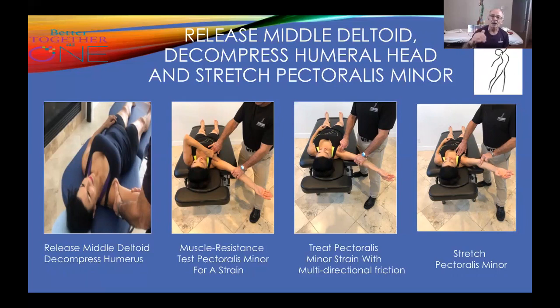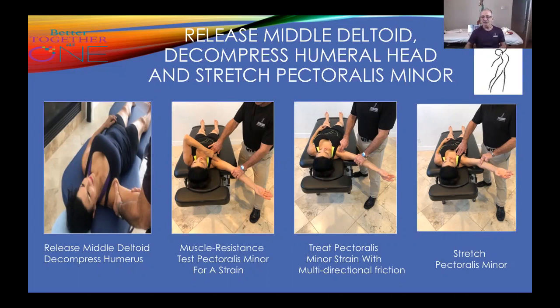So I spend a lot of time releasing upper traps, middle deltoid, especially middle deltoid, and decompressing the humeral head to allow the humeral head to be off of the supraspinatus tendon and the subacromial bursa. I really believe that therapists should do that, work middle deltoid and drop the humeral head before they stretch pec minor. Now, when you stretch pec minor and you put it under a stretch and they pull against resistance, it's called a muscle resistance test.